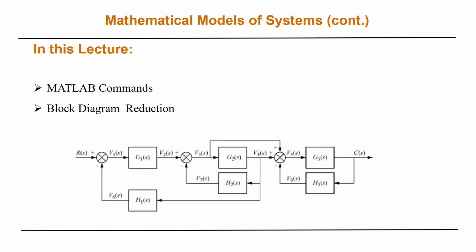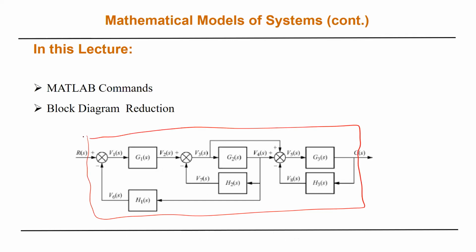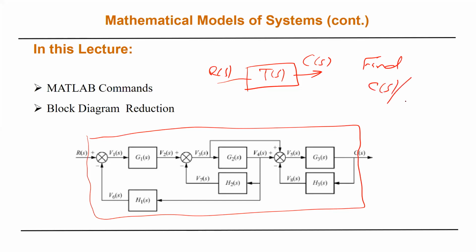Suppose I have a block composed of many transfer functions. I would like to reduce the entire block into one block. That is, I want to reduce it into C of S over R of S. This is basically what we want to do in this lecture.